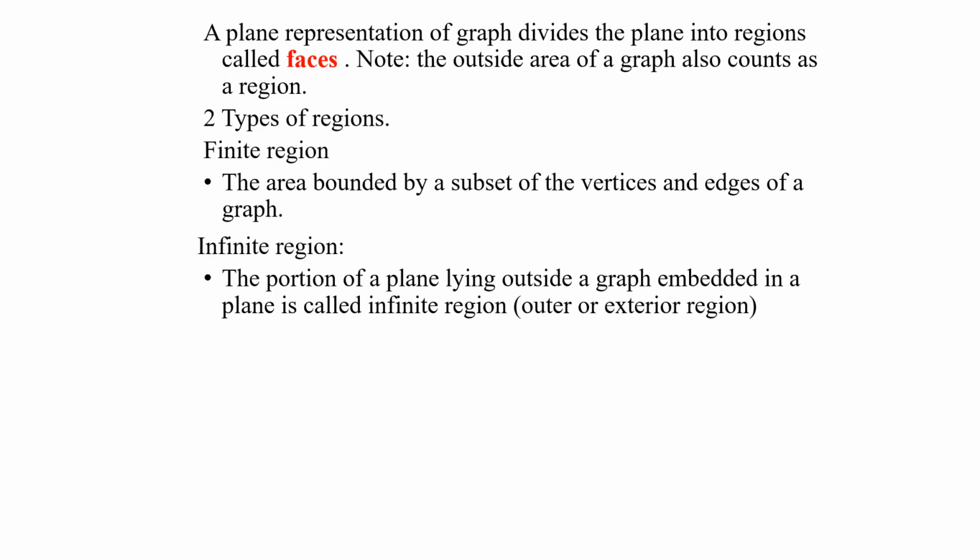When we represent a graph in a plane, it divides the plane into regions called faces. Note that the outside area of a graph is also counted as a region. So we can find two types of regions. They are finite regions and infinite regions. The area bounded by a subset of vertices and edges of a graph is called a finite region, and the portion of a plane lying outside a graph embedded in the plane is called an infinite region, or outer region, or exterior region.